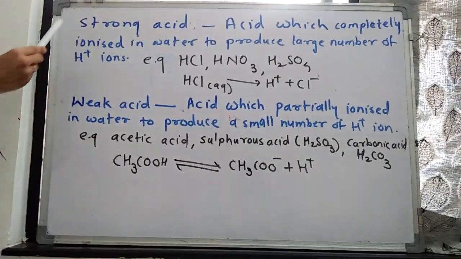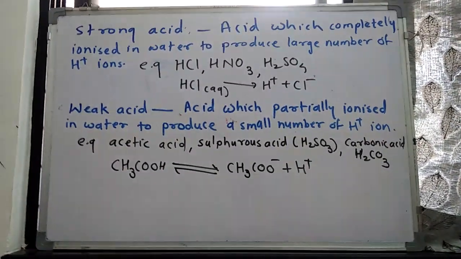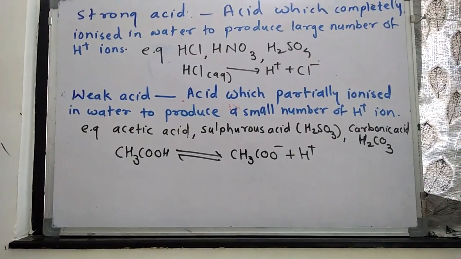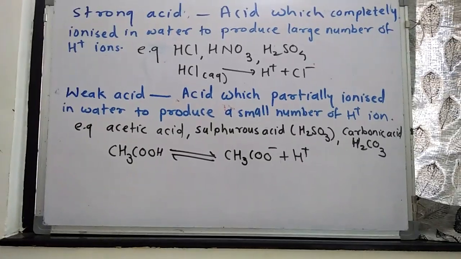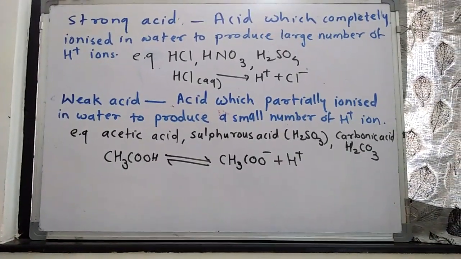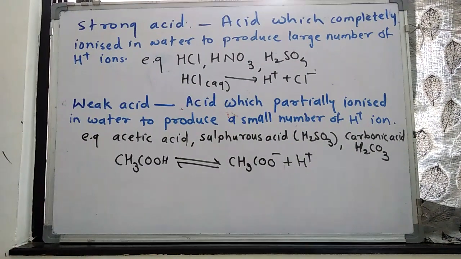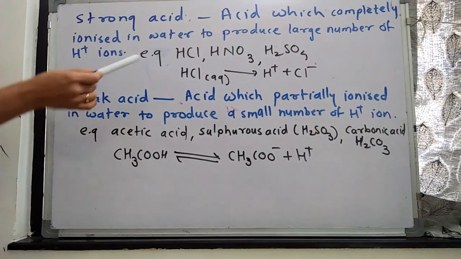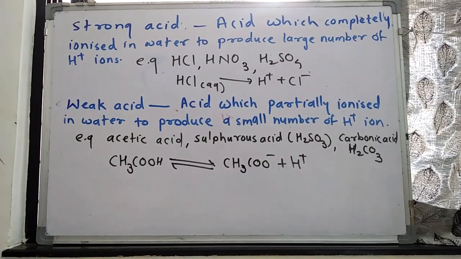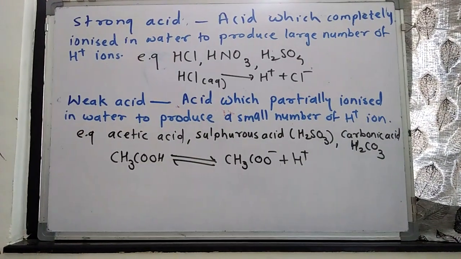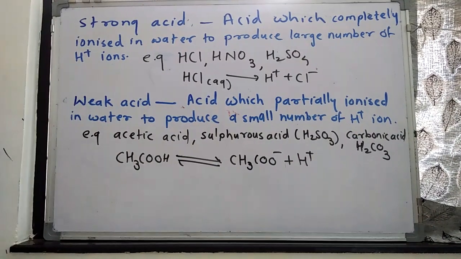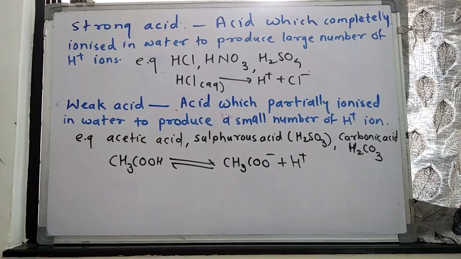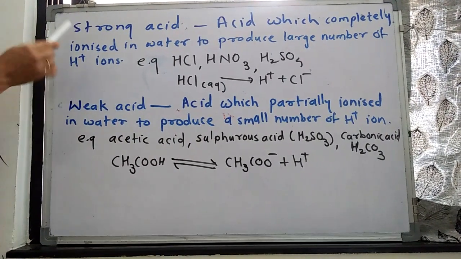Now we have strong acids and weak acids. Now what are strong acids and what are called weak acids? Acids which completely get ionized in water to produce a large number of H+ ions. Means when acids are added in water, they produce a large number of H+ ions, then they are called strong acids. So all mineral acids like hydrochloric acid, nitric acid, sulfuric acid, when water is added, get completely ionized, means they produce more H+ ions. So this HCl when added in water produces H+ and Cl- ions. So complete ionization takes place and a large number of H+ ions are produced. So it is a strong acid.